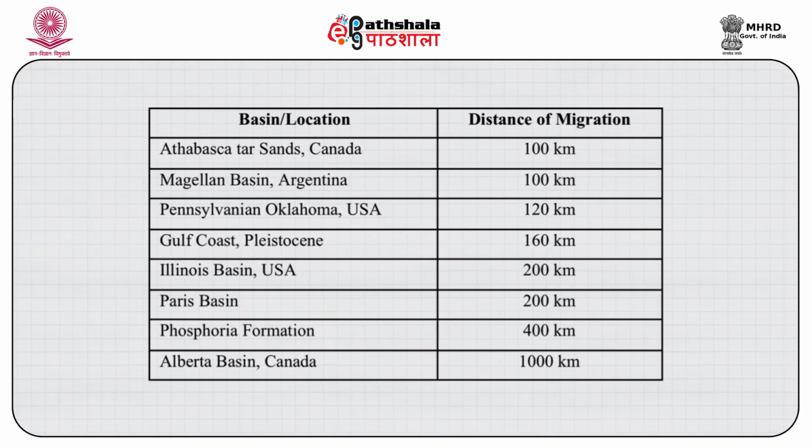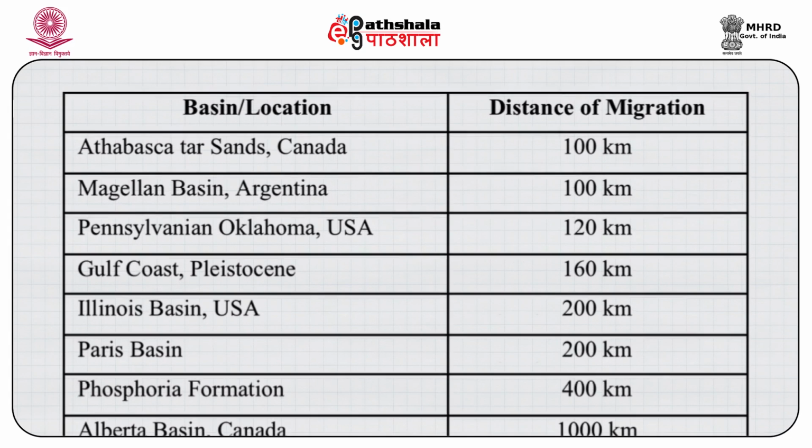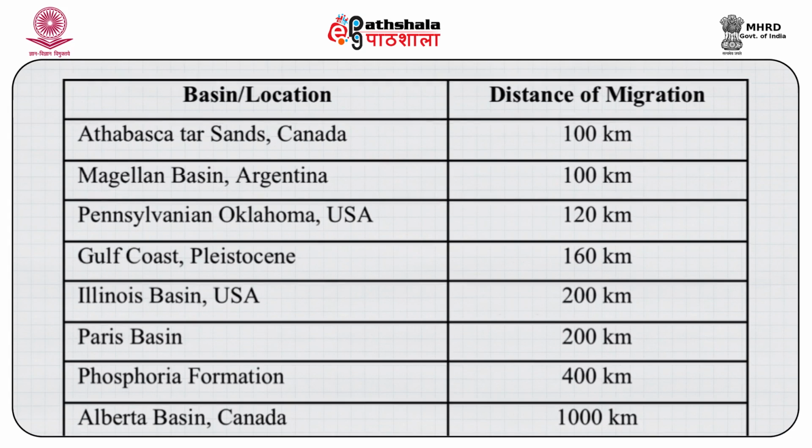Some of the basins of the world where large scale migration in the tune of 100 kilometers or more has been recorded are shown in the form of a table. You can see the Athabasca Basin in Canada, Pennsylvania, Oklahoma, and then the Gulf Coast. All these record migration of hydrocarbon of 100 kilometers or more, sometimes 120 or 160 kilometers. People have traced that this hydrocarbon moved so much distance because of the hydrodynamic system from its initial occurrence within the trap.